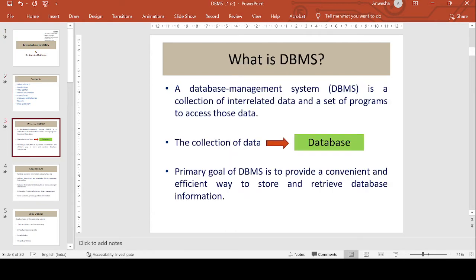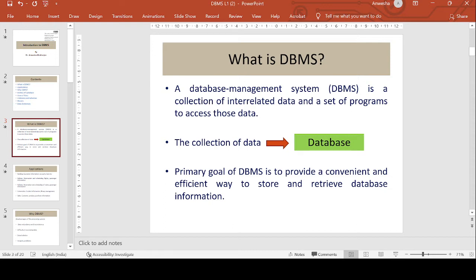Now what is DBMS? A database management system is a collection of interrelated data and a set of programs to access those data. The collection of data is referred to as the database. The primary goal of a database management system is to provide a convenient and efficient way to store and retrieve database information. The data which is meaningful, which is processed, is referred to as information.